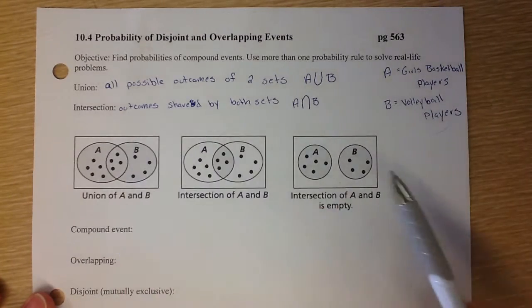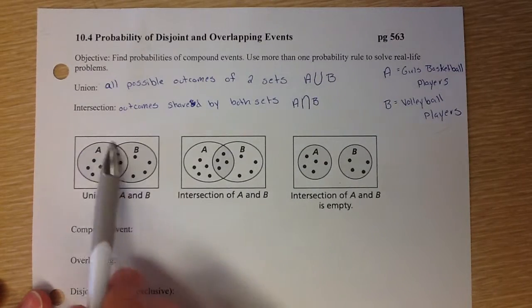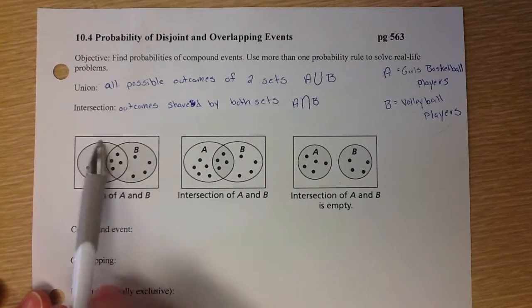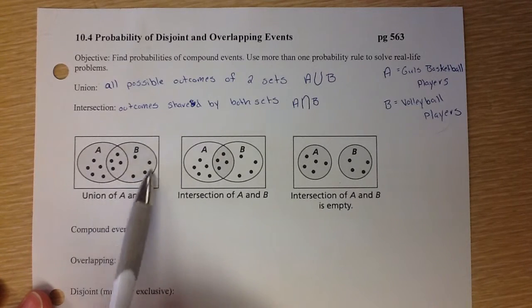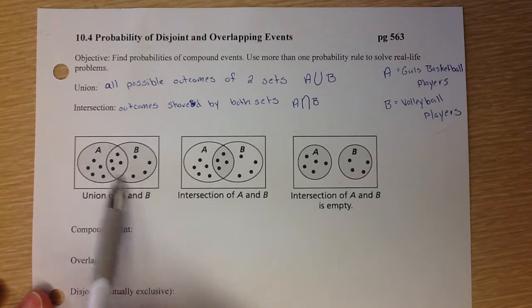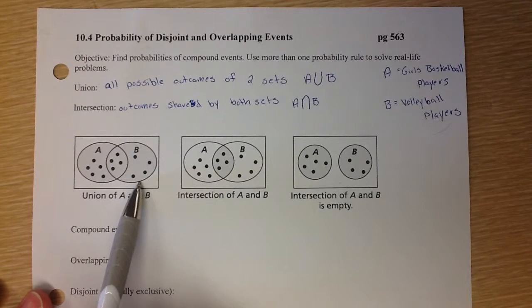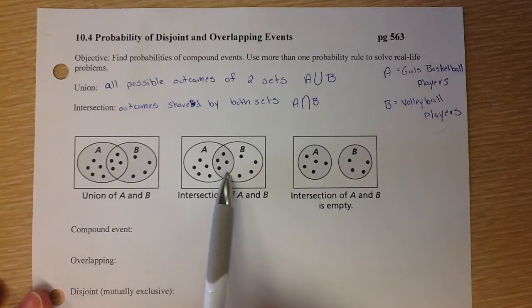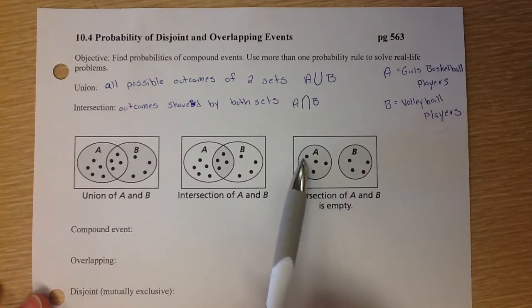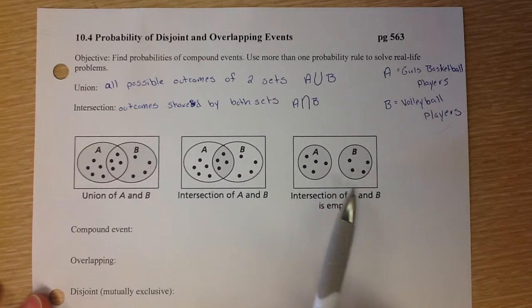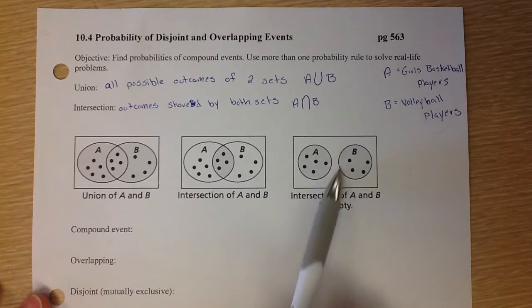Okay? They have a good picture here with some shading. So again here, if this circle is all the girls that play basketball, and this circle is all the girls that play volleyball, the union is all of those girls together. The intersection is just those girls who are in both sets. And if they don't overlap at all, let's say there's no girls who play both, they either play basketball or they play volleyball, then the intersection has none in it.